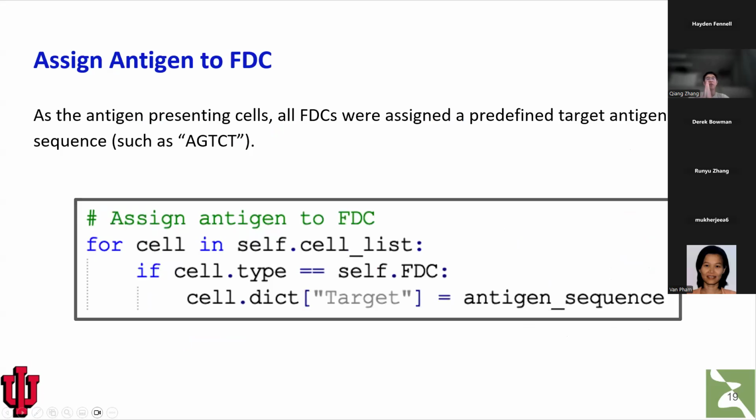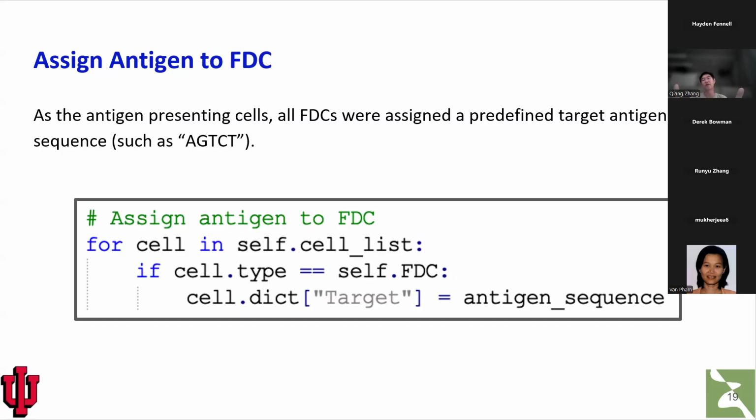All right. So the next thing you want to do is assign an antigen sequence to the FDC cells. Remember, the FDC cells are the antigen presenting cells, right? So they're holding those antigens on their cell surface. Here we're using the four nucleotides, A, G, T, C, to represent that antigen sequence.